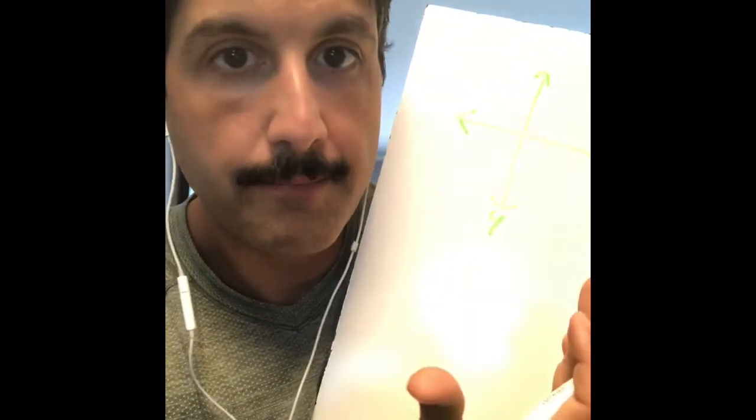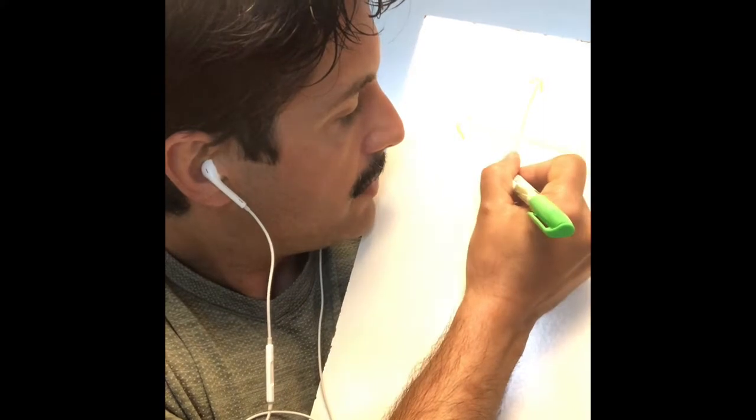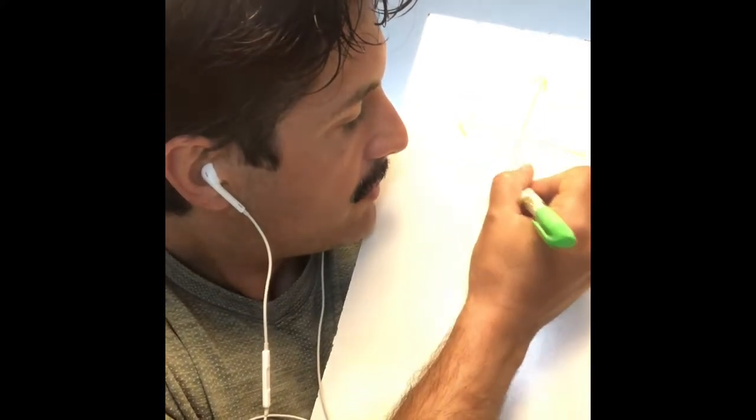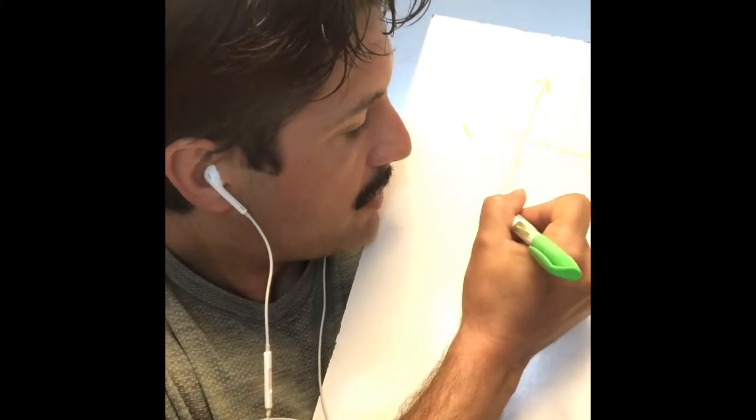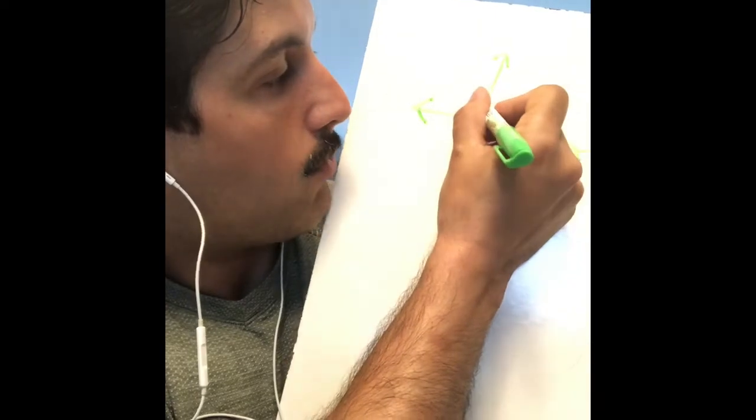So what am I going to go by? Maybe 50s. So 50, 100, 150, 200, 250, 300, and 350's right at the bottom. So I'm going up by 50s on my y-axis.